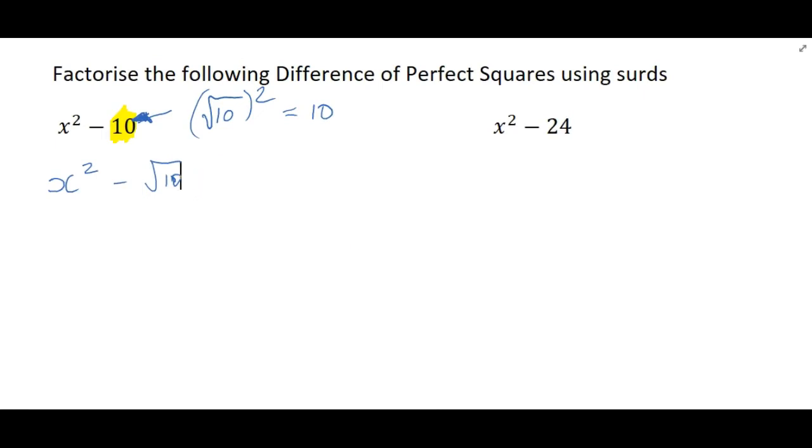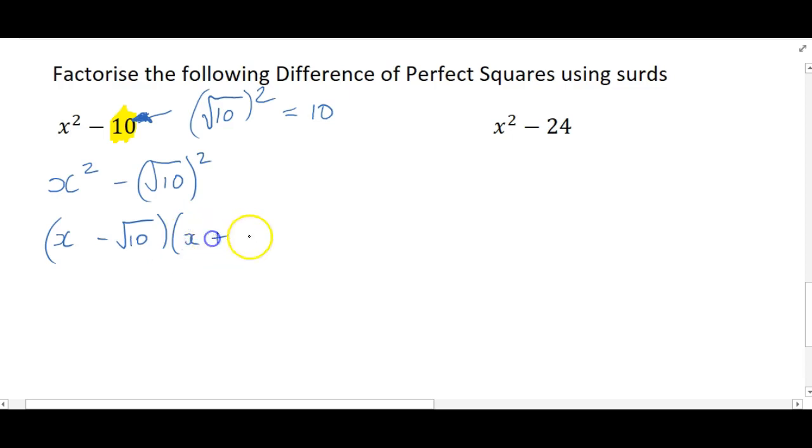I might just blow this up a bit. So we've technically got two square numbers here because the square root of 10 squared is 10. We go back to our difference of perfect squares rule. It's the first number minus the second number, which in this case is root 10, and the first number plus the second number, which is root 10. And that's fully factorised. It doesn't have to be a square number to use the difference of perfect squares rule.